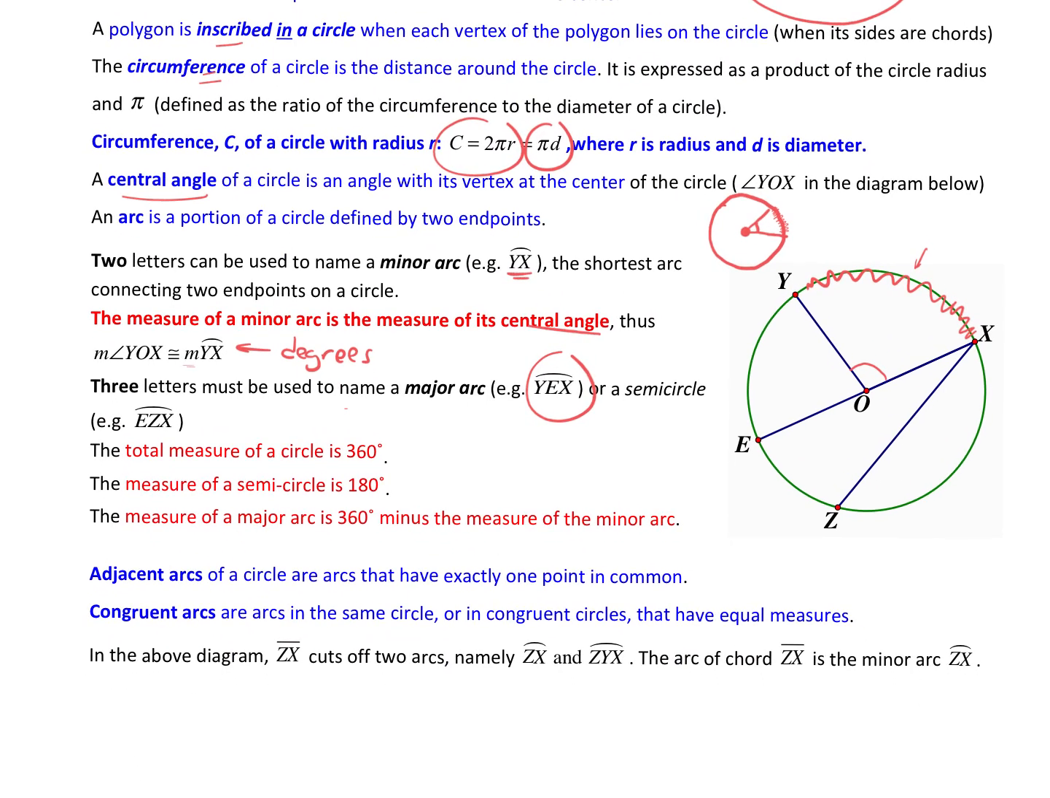All right, total measure of the circle is 360, probably not a huge surprise. Measure of a semicircle is 180. Did we talk about how to notate semicircles? Semicircle notation is also 3 letters.